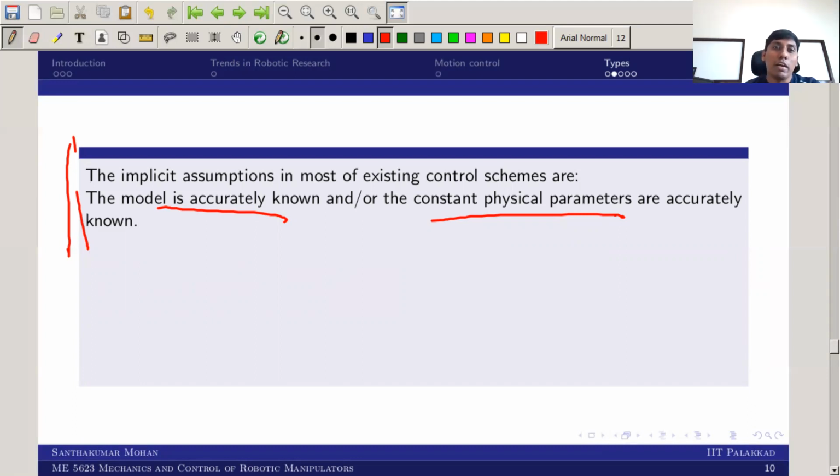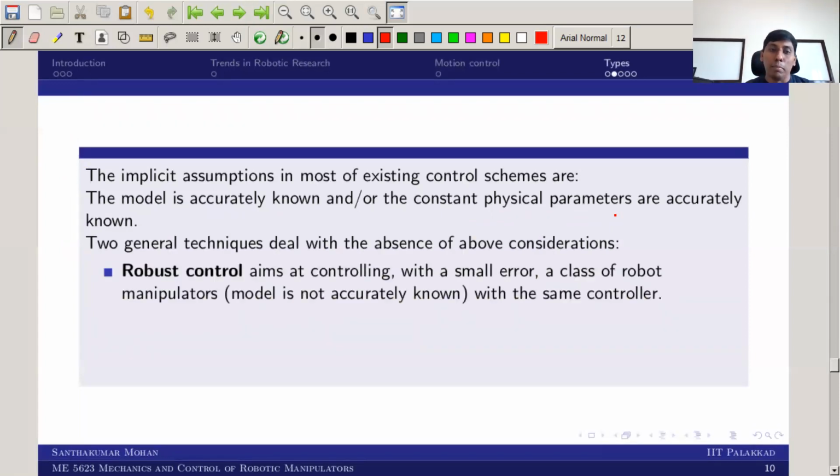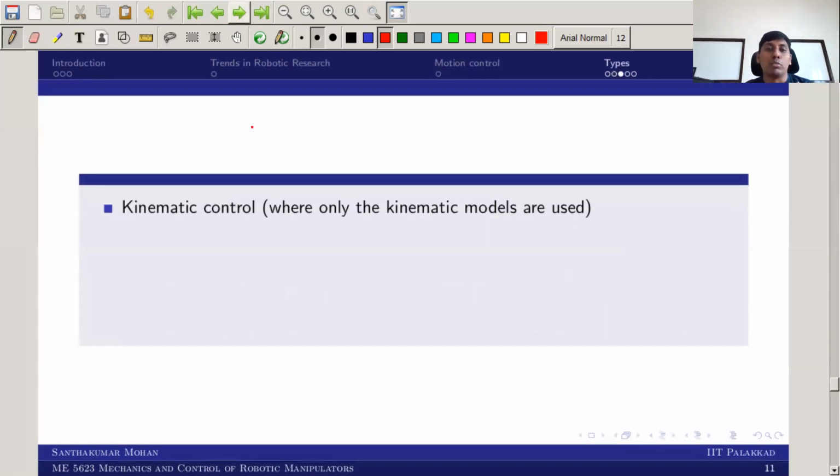So what we have discussed are two general approaches which overcome the implicit assumption we have taken. One is what you call robust, where the model is inaccurately available and small errors can be dealt with through robustness. The other one is what you call adaptive, which means it adapts based on the uncertainty and external disturbances. Okay. Further classification we will discuss later. Right now you can see how this can go.